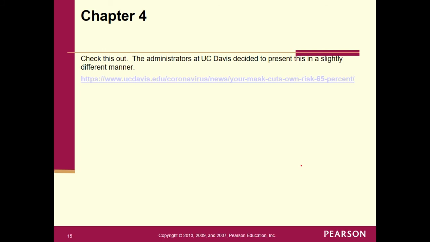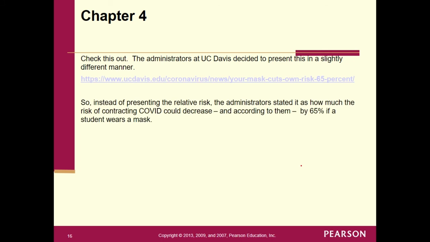Okay. All right, assuming that you have read a little bit, you read the website there, okay? Let's keep on going. So instead of presenting the relative risk, the administrators just stated it as how much the risk of contracting COVID could decrease, and according to them, by 60%, 65% if a student wears a mask. So they didn't present it as a relative risk, but they're still presenting it as a risk, but in a different way. Okay, so what exactly are they saying here?